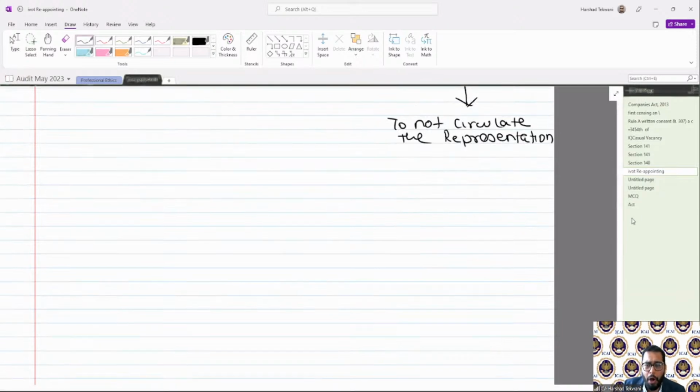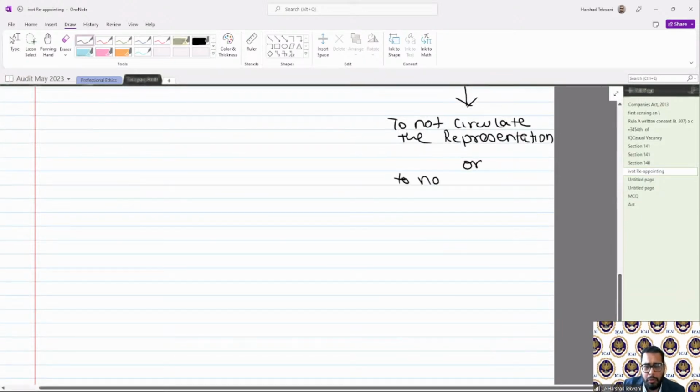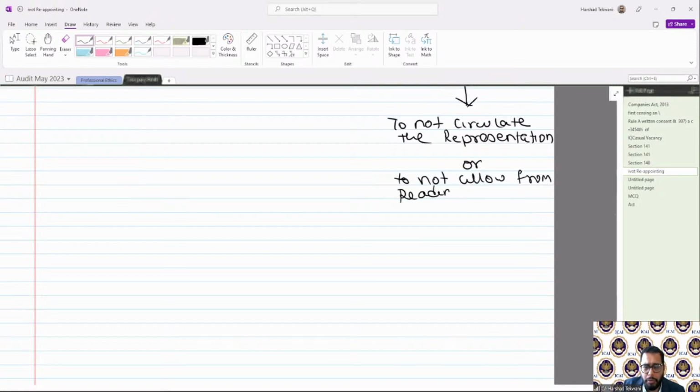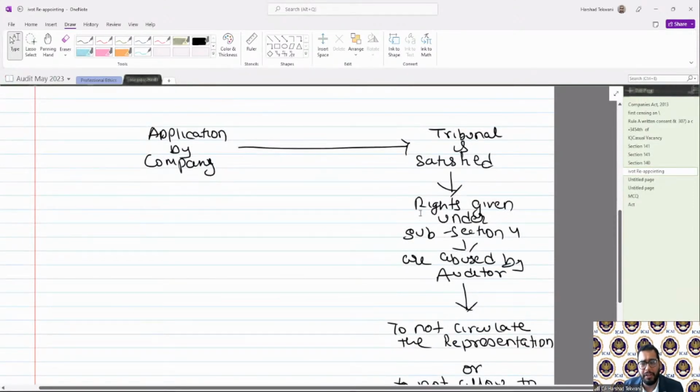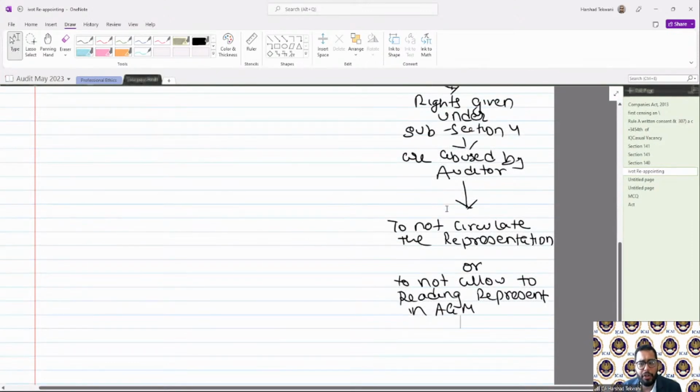or to not allow it to be read in the AGM. Okay, it means if the tribunal is satisfied that the rights given under subsection 4 for the representation are being abused by the auditor, or it's of such a nature that it appears abusive or not appropriate, then the tribunal can pass an order that do not circulate this representation and do not allow the auditor to read the representation in the AGM.